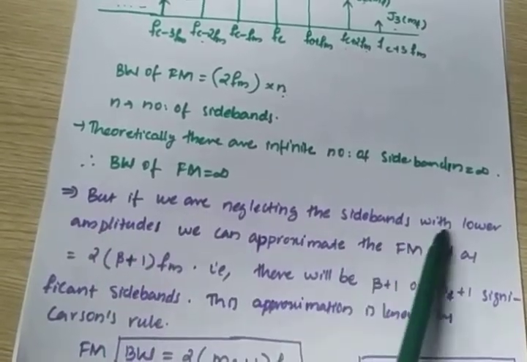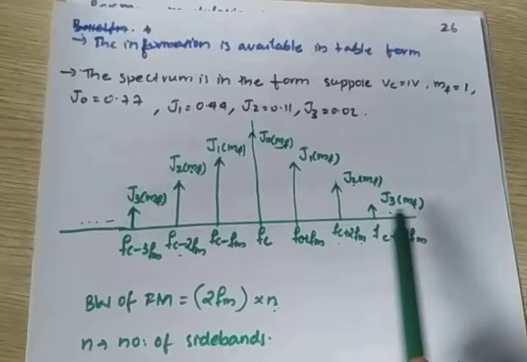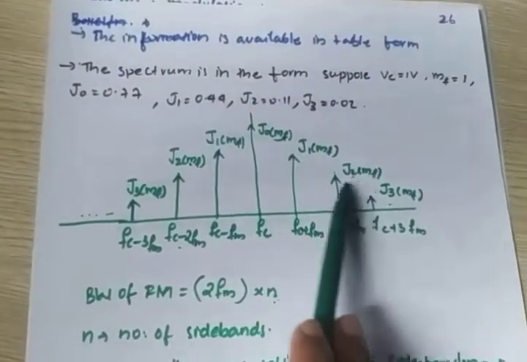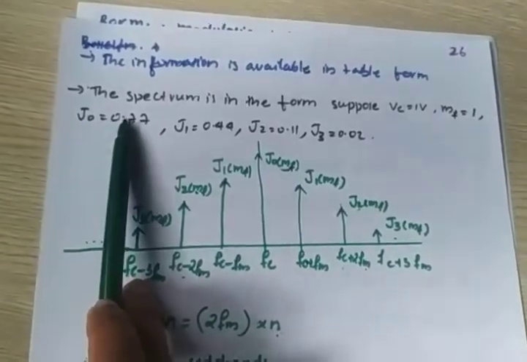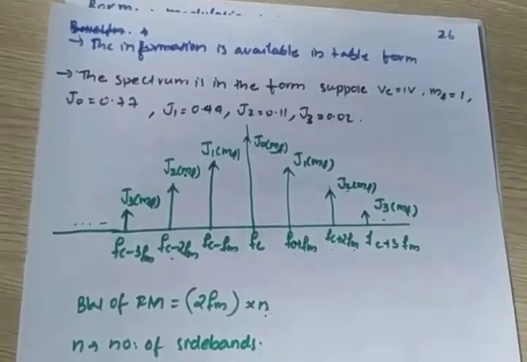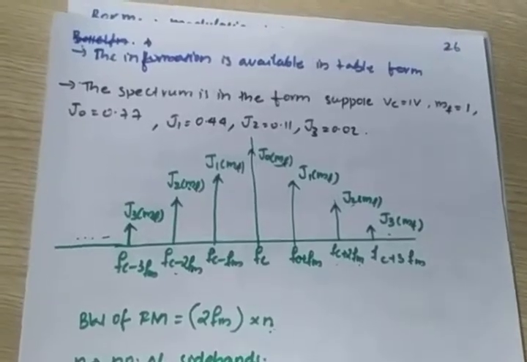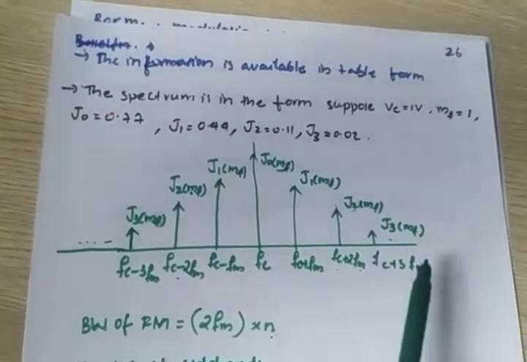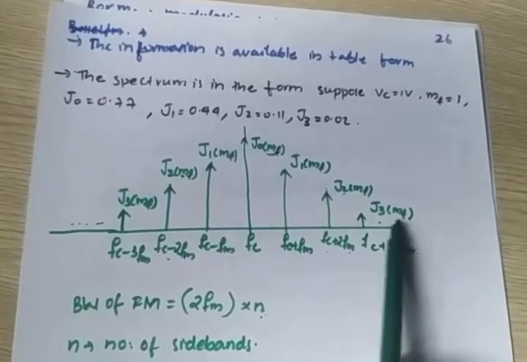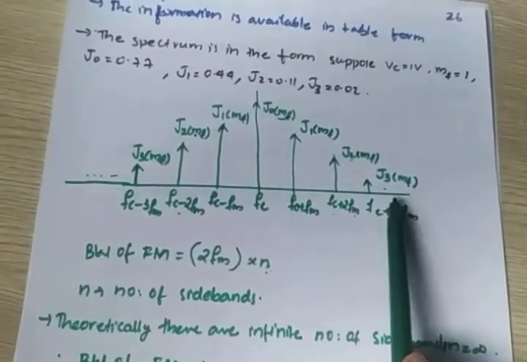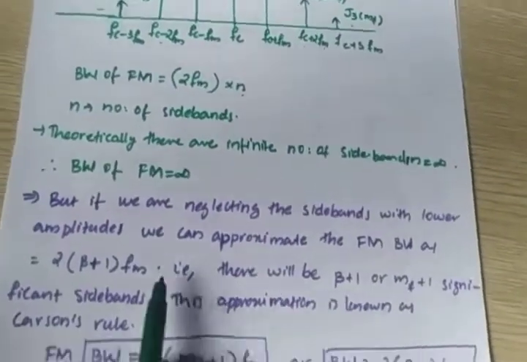But if we neglect the sidebands of lower amplitude, we can approximate the bandwidth of FM. See, as it goes towards infinity, the amplitude decreases very sharply. Here the amplitude is 0.77, here it is 0.02, and like that it approaches 0. As the component reaches infinity, its amplitude becomes 0. This is the concept here. We have n upper sidebands, but those upper sidebands have very low amplitude, so we can neglect them. That is why it is written so.